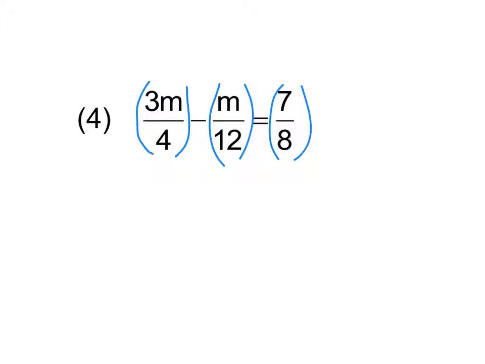But I do want to find the number that I could multiply each fraction by in order to cancel out all the denominators. What would that number be? 24.